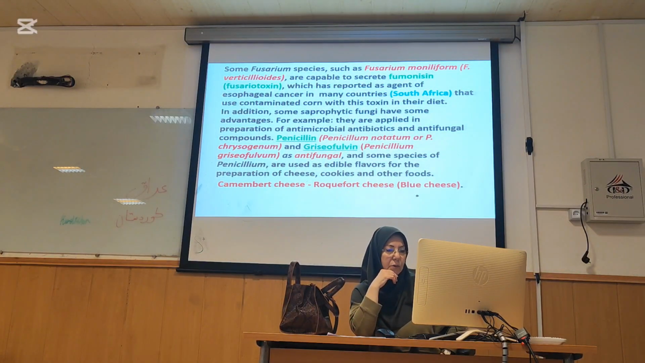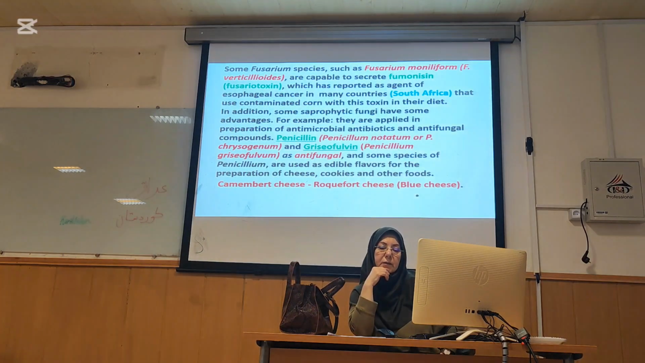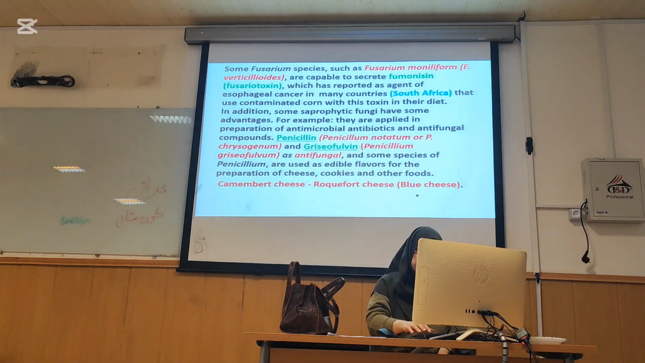And also, some species of Penicillium are used as edible flavors for the preparation of cheese, cookies, and other foods, like Camembert cheese, Roquefort cheese, or cream cheese.